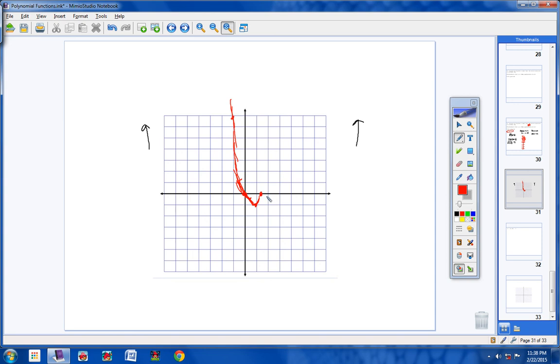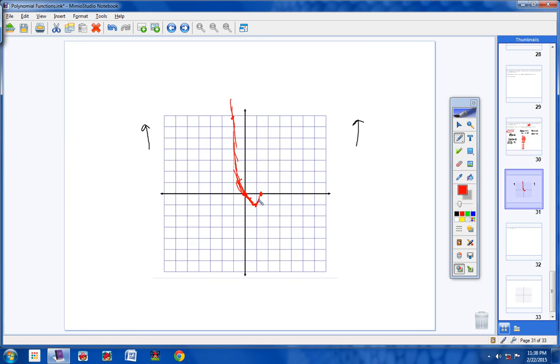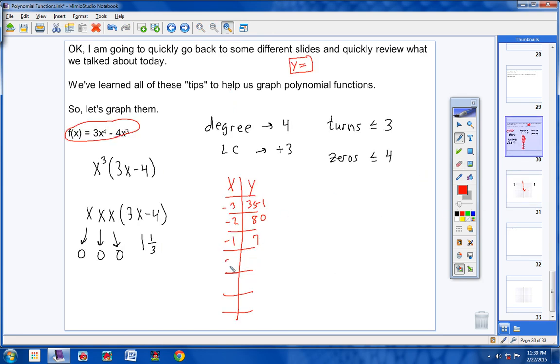Now, students, I know this graph can take at the most how many turns? 3. But I know it's got to go up. Now, it could do this. It could do that. It might do something like that. But it will not cross the x-axis again. So we're going to make sure that everything's legit here. We're going to put what numbers into our table of values? 2, 3, 4, maybe 5.